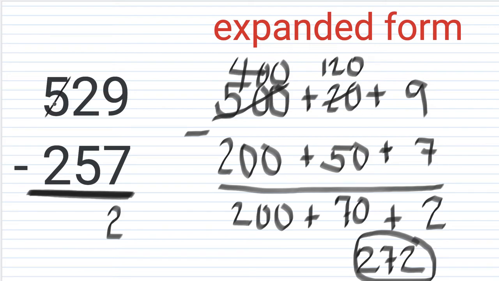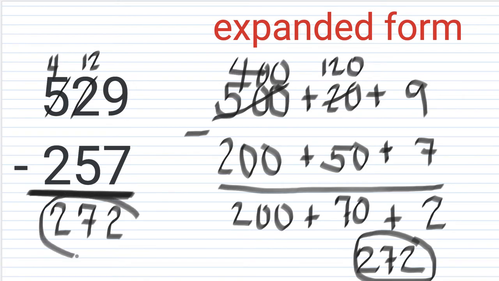So this 5, if you borrow 10, you will just subtract 1 from that number. So this becomes 4. Since you borrow 10, this 2 becomes 12. Now, 12 minus 5, that gives you 7. And 4 minus 2, that gives you 2. So therefore, the answer is 272. The same here. Okay? That's good. The difference is 272.